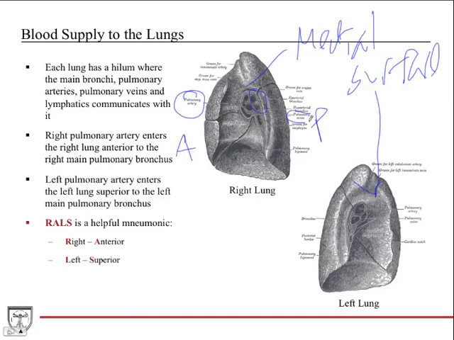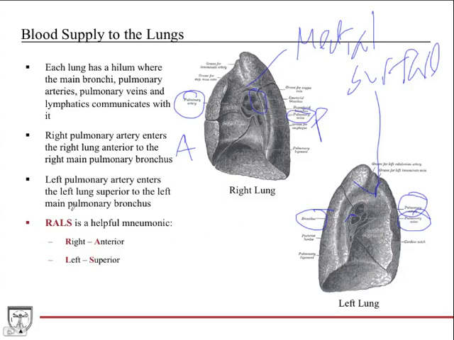And then just to point it out here, here's the pulmonary veins here and here. The left pulmonary artery, so if we go down here, here's the bronchus as we have it indicated here, so this part right here. And then here's the pulmonary artery, which you can see here, and it's superior to the left main bronchus. That's one thing to point out there. And then you have the pulmonary veins, which are exiting here.